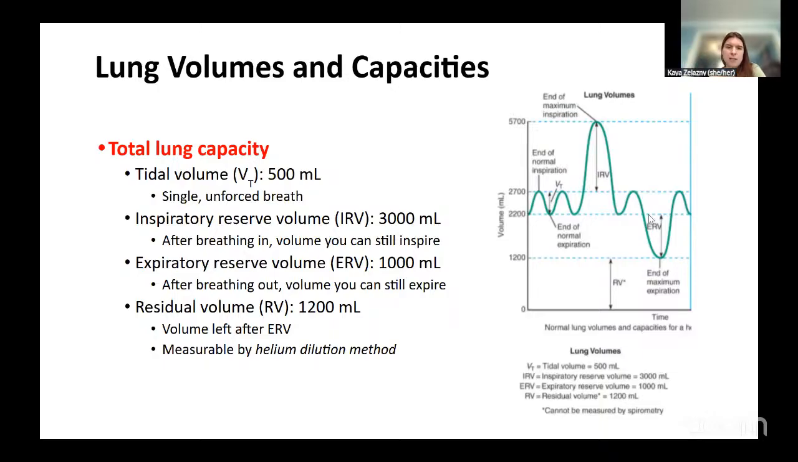So our volumes are going to be different than our capacities in part because they don't overlap. And we'll see what that means in a second. Okay. So we're going to have these 4 different volumes that eventually will add together to get our total lung capacity, and then we'll have some more capacities to learn as well. But let's talk first about these basic lung volumes.